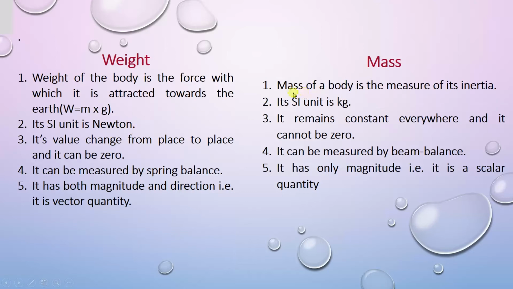Whereas the mass is the measure of its inertia. The more the inertia, the more will be the mass, or you can say the more the mass of an object, the higher will be its inertia. Okay, so how do we measure inertia? By the mass, as we have studied in previous chapters also. Okay, and its SI unit is kg and it remains constant everywhere. It cannot be zero. If there is any matter in a quantity, then its mass will be something, and that will be the constant quantity. Mass is constant, it cannot be changed.